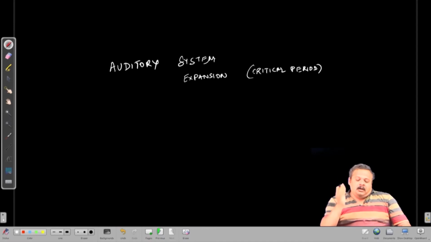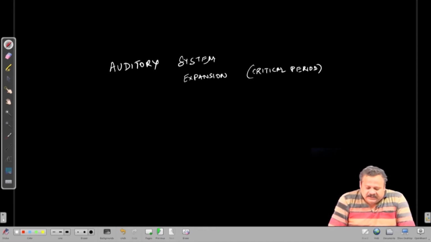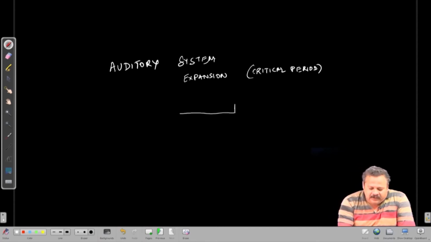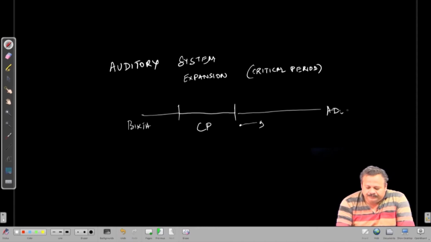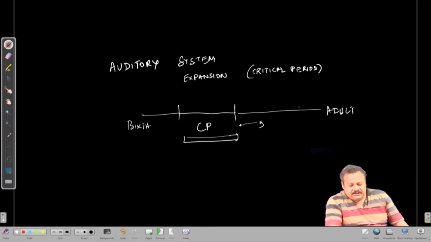In experiments, let us say in a mouse or a ferret, they have a specific window during their developmental period after birth. So this is birth, and this is the critical period, and then normal development and adulthood. Manipulations done to the system in this period cause profound changes that are reflected in the adult.